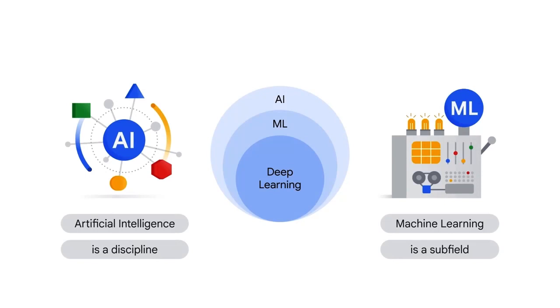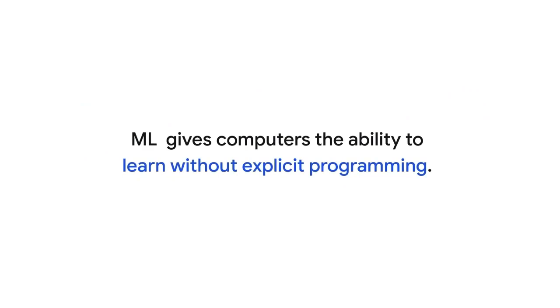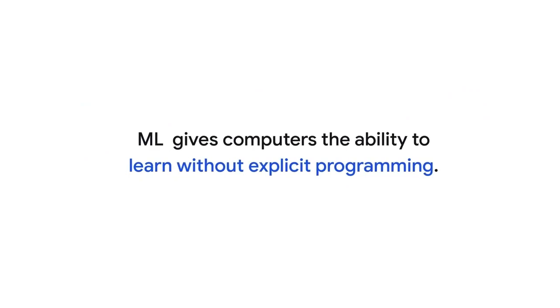Machine learning is a subfield of AI. It is a program or system that trains a model from input data. The trained model can make useful predictions from new, never-before-seen data drawn from the same one used to train the model. This means that machine learning gives the computer the ability to learn without explicit programming.